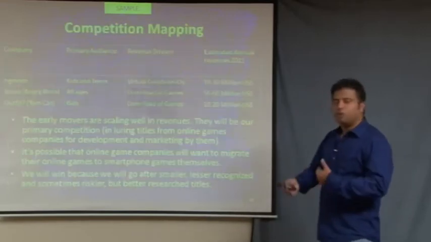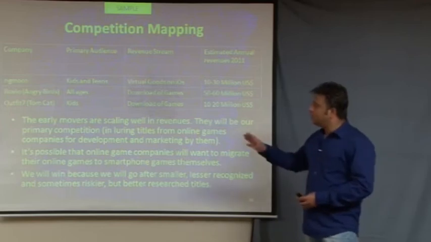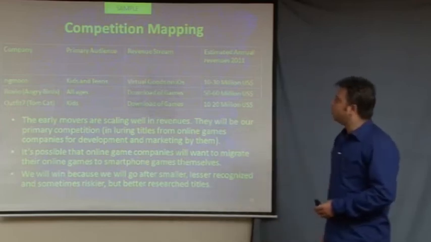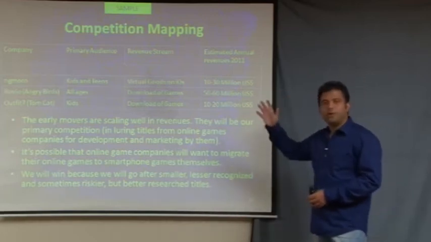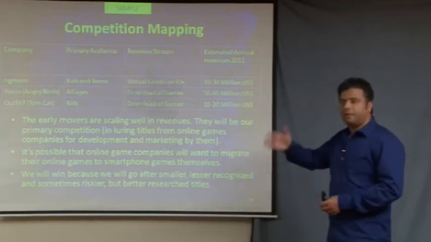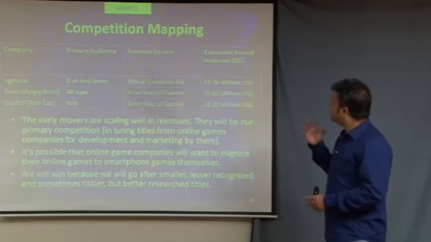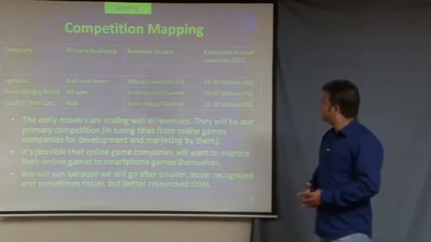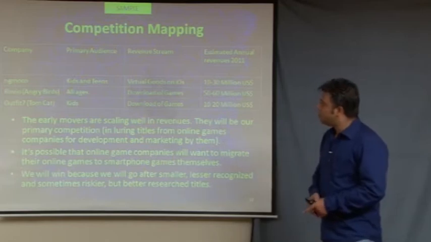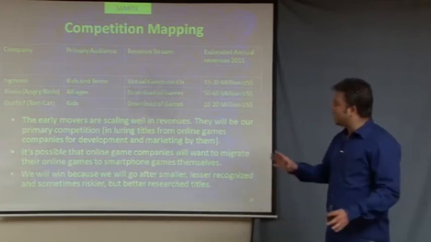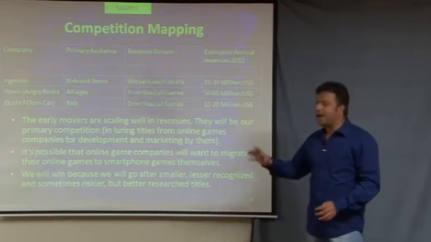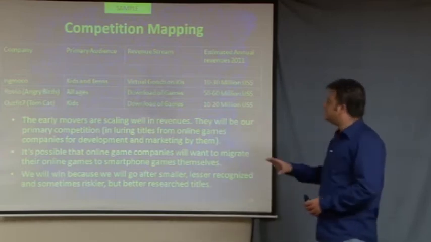Competition mapping. They've also identified who is a threat to them and who is their competition. So they've listed the company names, who is the primary audience for the competition, what's their revenue stream, and what were their estimated revenues in the year 2011. So NGMoco is the first competitor. The primary audience is kids and teens. So they make games and apps for only kids and teens.